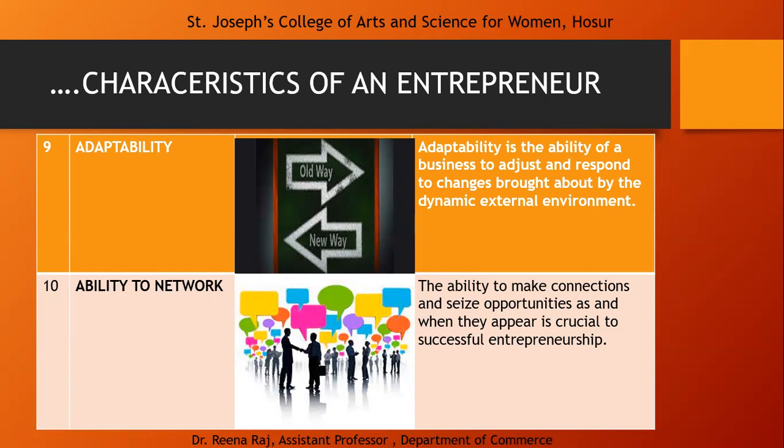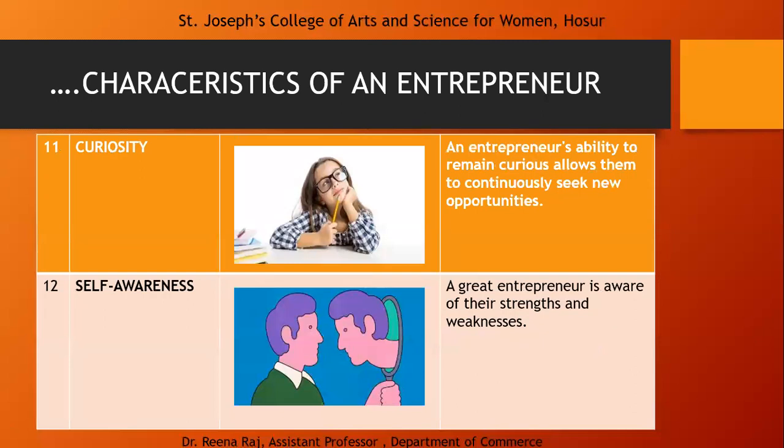The 10th characteristic is the ability to network. An entrepreneur should have the ability to make connections and interact with new people, which facilitate access to resources or knowledge which may otherwise be out of reach. The 11th characteristic is curiosity. An entrepreneur's ability to remain curious allows them to seek new opportunities. Rather than settling for what they think they know, they try to ask challenging questions and explore different avenues.